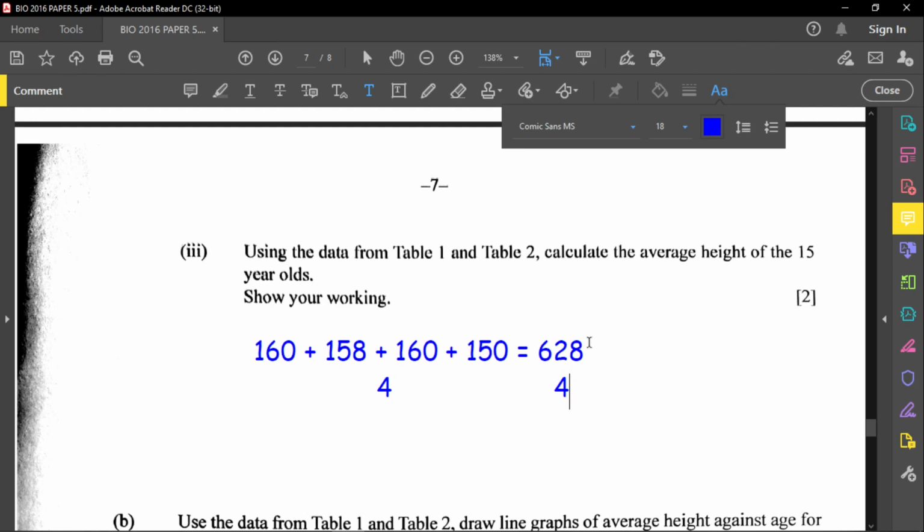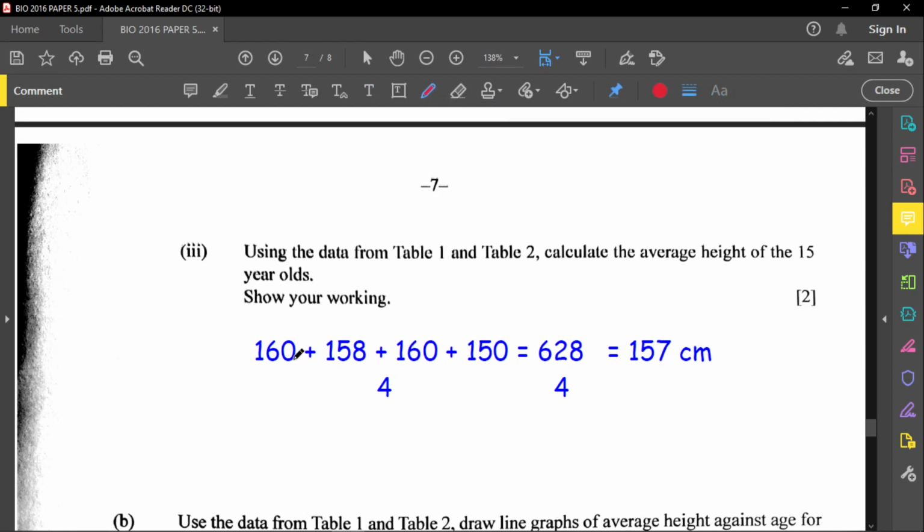Okay, and then this will give us a certain number. So divide 628 by 4, and this is going to equal 157. And this is in centimeters. All right, let's put our lines in. So we have a line here to show denominator and numerators. So that will be our answer. Great, so that is it for that question.